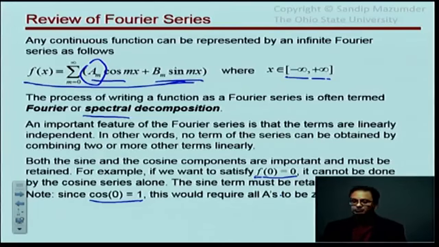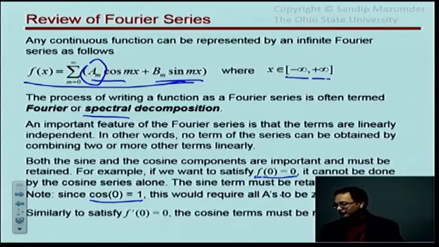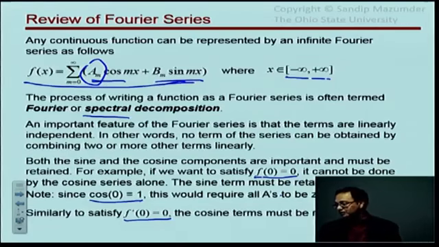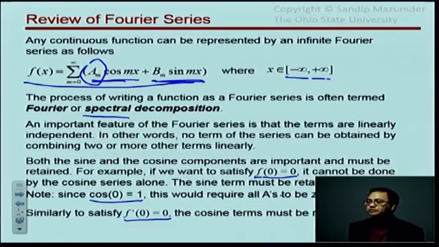Conversely, you can look at an example where you want f'(0) = 0, the derivative equal to 0. For example, we talked about Neumann boundary conditions, where the derivative may be 0. In that case, you have to retain the cosine terms, because if you take just the sine terms, then you can never satisfy that equation. So both terms are important, and depending on the situation, you may use either the sine series or the cosine series, or a combination.